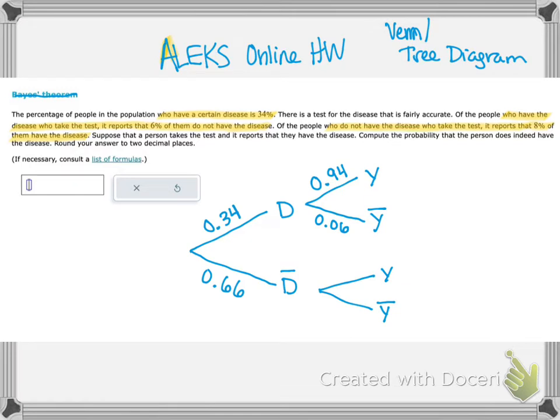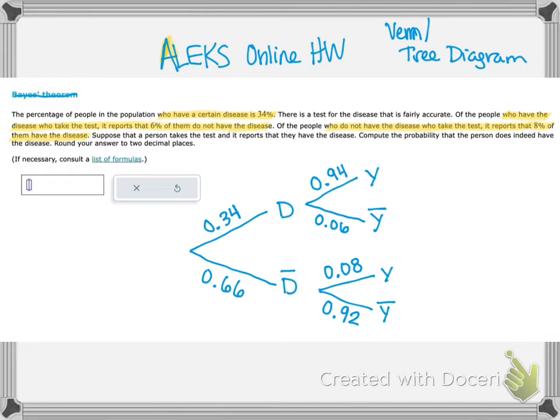Now on the second branch down, it says of the people who do not have the disease, 8% of them do. So it's accidentally giving them a false positive. That means the other 92% of people who don't have the disease get an accurate result from the test.